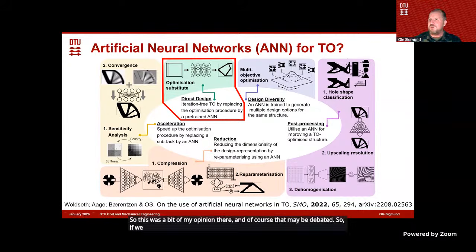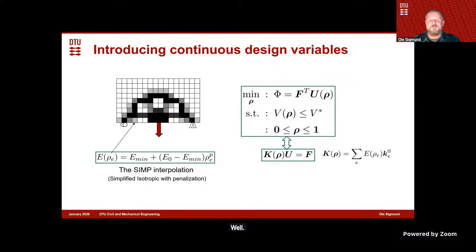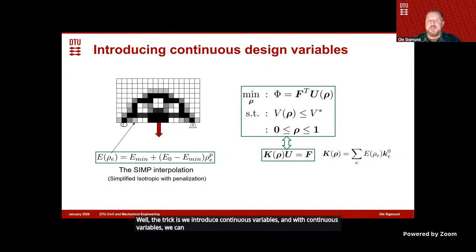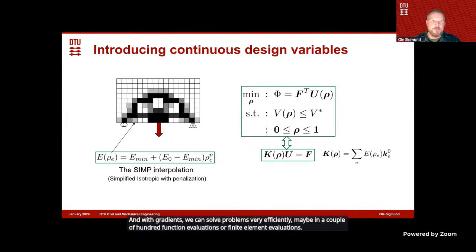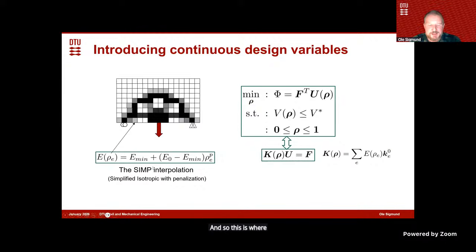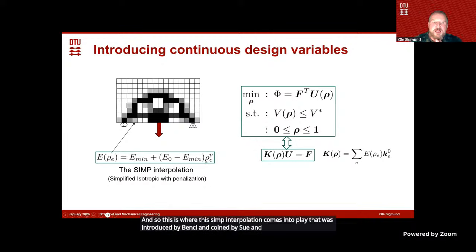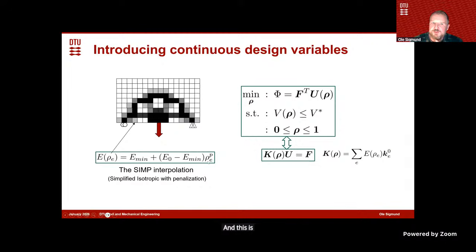So if we can't use genetic algorithms and we can't use AI, how do we solve it? Well, the trick is we introduce continuous variables, and with continuous variables we can compute gradients, and with gradients we can solve problems very efficiently, maybe in a couple of hundred function evaluations or finite element evaluations. And so this is where the SIMP interpolation comes into play, introduced by Bendsøe and coined by Sigmund and Rozvany. And this is essentially the form. We introduce this design variable, the relative density raised to some power, and then we do all the sensitivity stuff, and I will discuss it later.